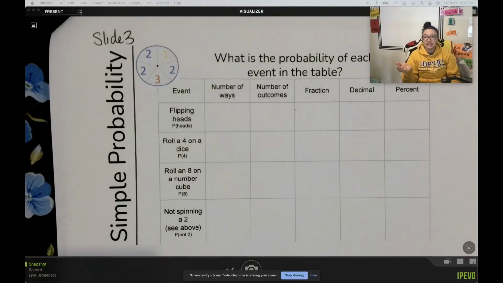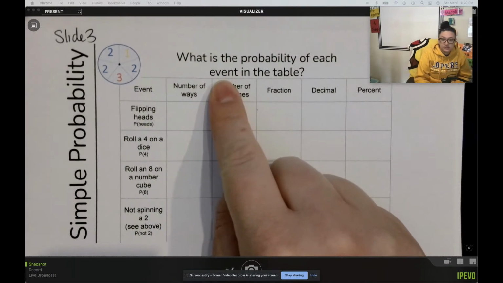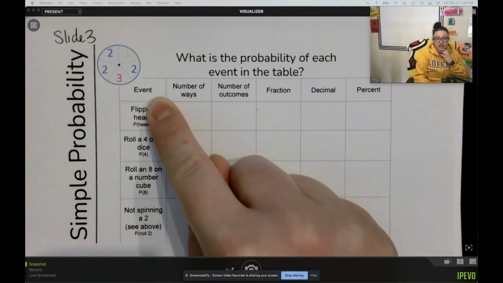Now we're going to practice calculating probabilities of all of these events in a table. An event is just something that's happening. So the events, the things that are happening, are here.